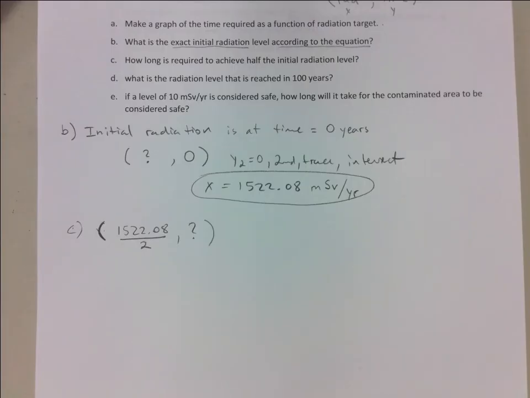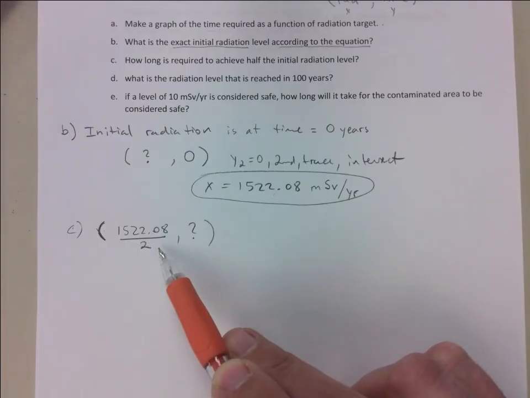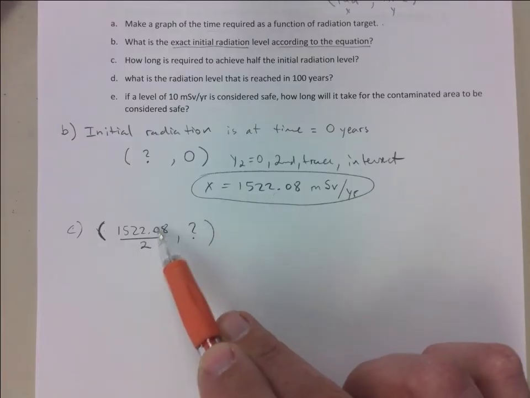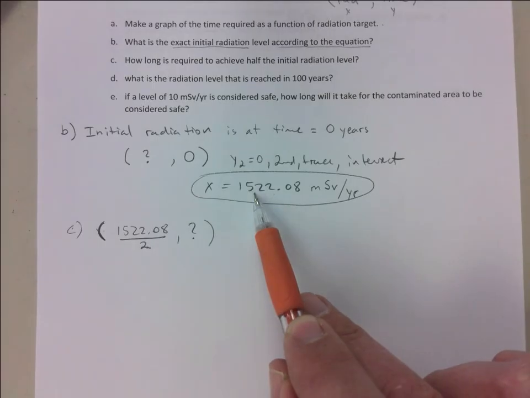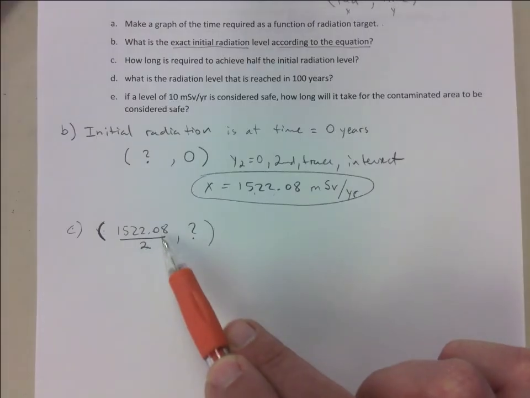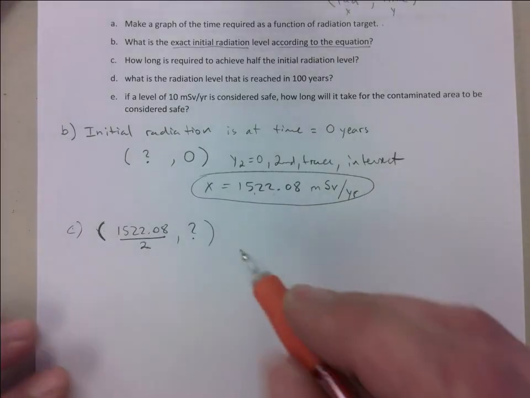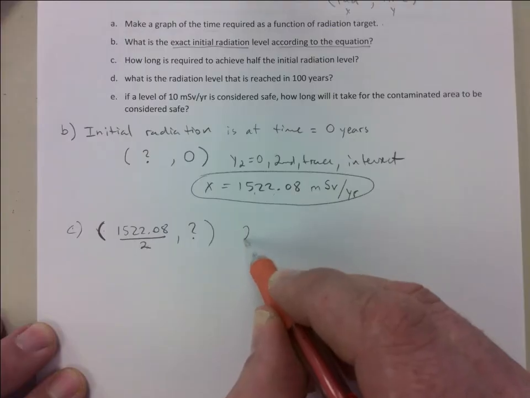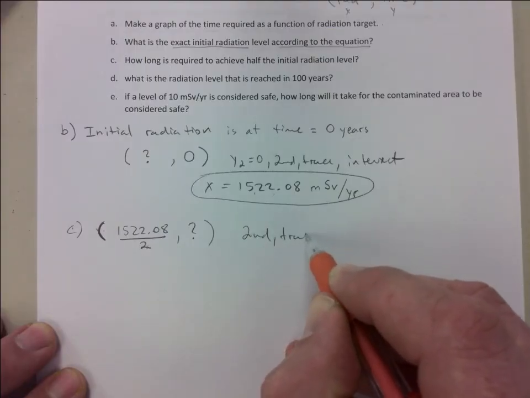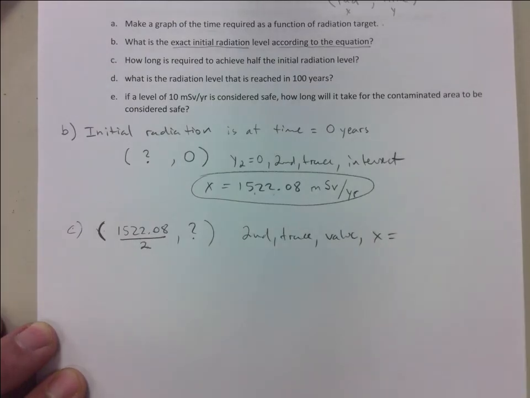Does that make sense? What I just did there? Because we know the radiation level, we can figure it out. It's half of the initial radiation. So I have to do the math yet to figure out what it is exactly. But they're asking me for time. Okay? Time is y, so it's kind of weird. But so we're going to go second, trace, value, x is equal to, let's figure out what that is.